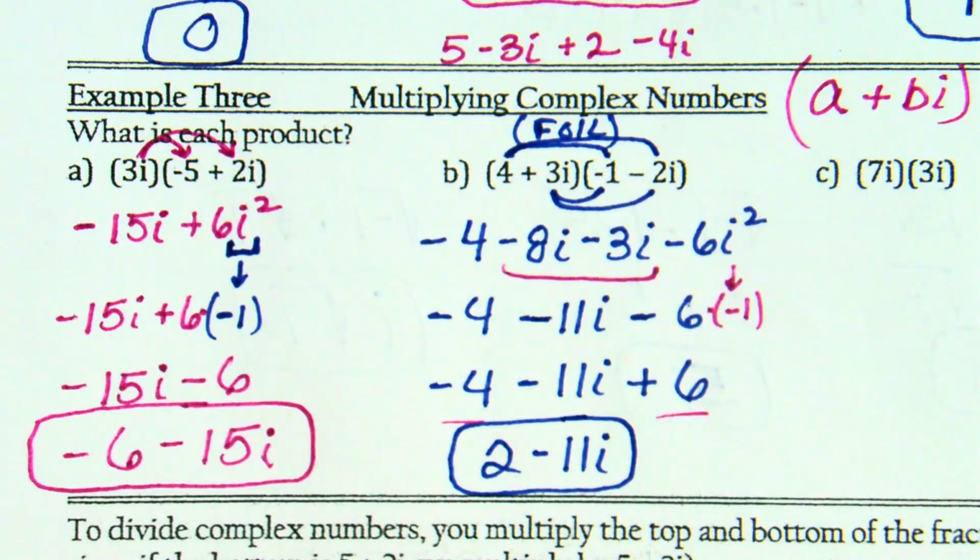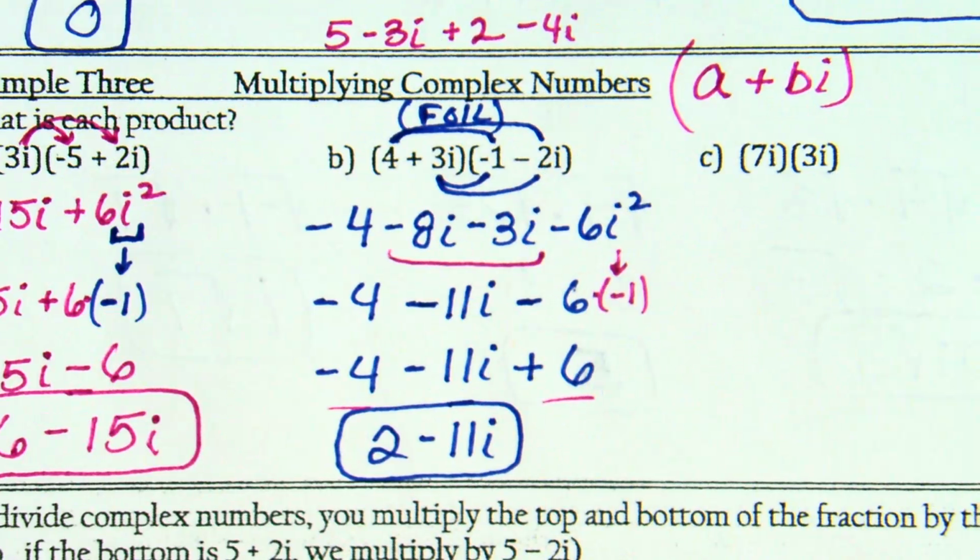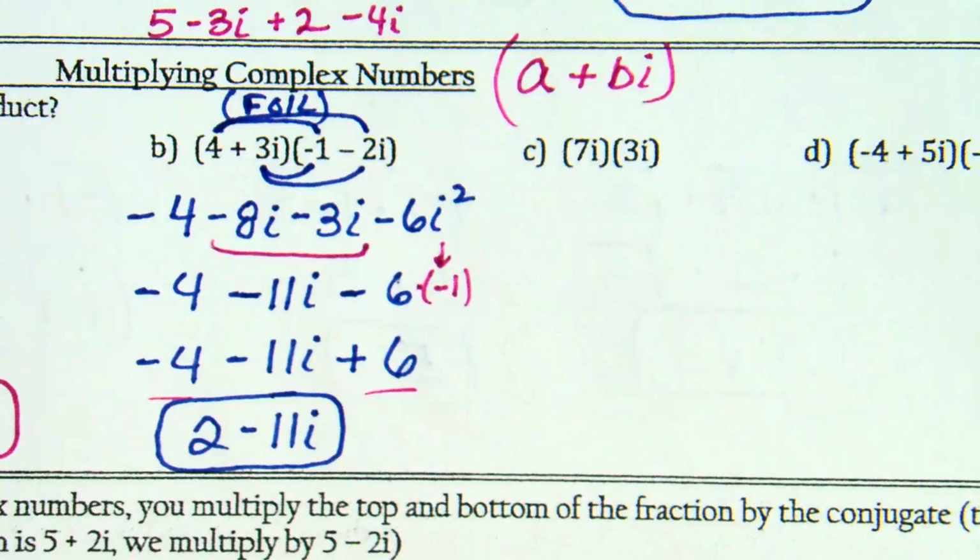Okay. This is important. We have the idea going forward of what we're doing, because as we work into the division problems down below, we'll need to have a good idea of how to multiply. Okay, what about C? 7i times 3i? Okay, it's not FOIL, it's not distribute, it's just 7i times 3i. What is 7i times 3i?